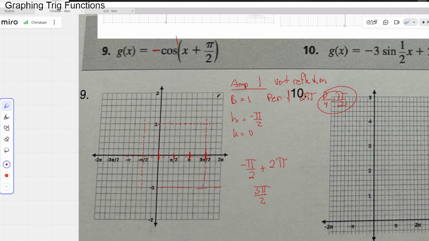Got my tick marks. Now I need to draw my dots. It's cosine, I forgot. Usually cosine starts high, but since this one's been reflected, it's going to start low, then go middle, then go high.